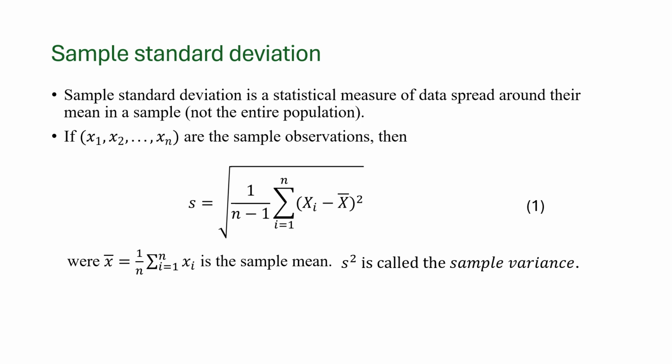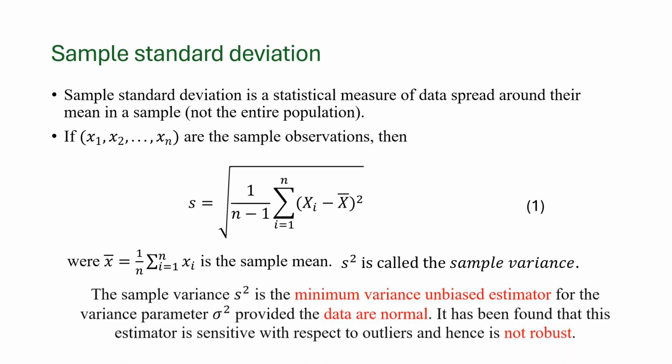Okay, so let us see some important estimates. Sample standard deviation is a statistical measure of data spread around their mean in a sample, not the entire population. If x1, x2, etc., xn are the sample observations, then S can be computed as the square root of 1 upon n minus 1 times the summation of (xi minus x bar) whole square, where x bar is the sample mean. If you take the square of this, that becomes the sample variance.